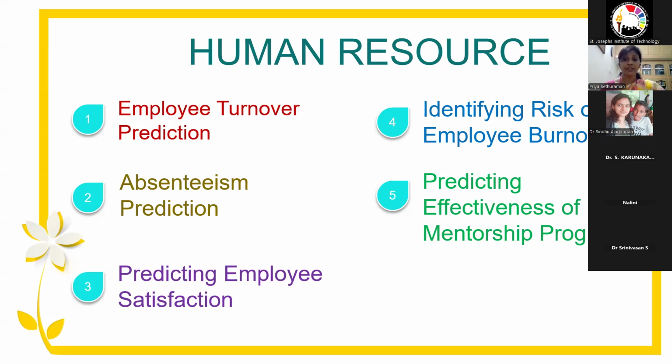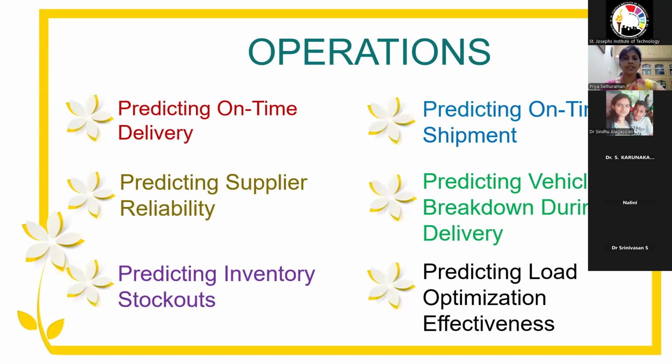Then predicting the effectiveness of the mentorship program or the training program, whether it was effective or not effective, right? With a certain set of criteria that explains the dependent variable. So these are certain objectives that you can take up for the HR domain. Next, the operations domain. The research work can be concentrated on predicting on-time delivery.